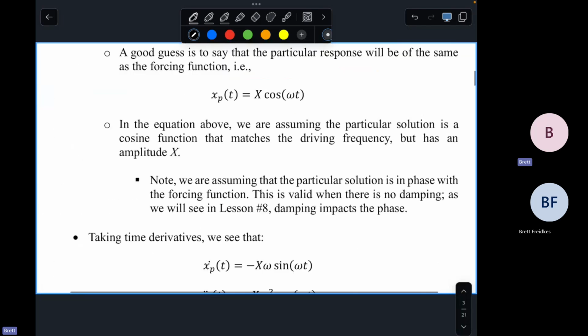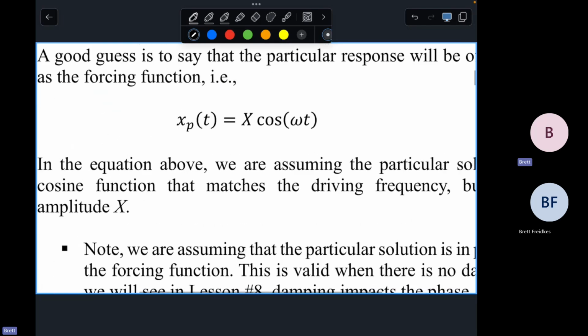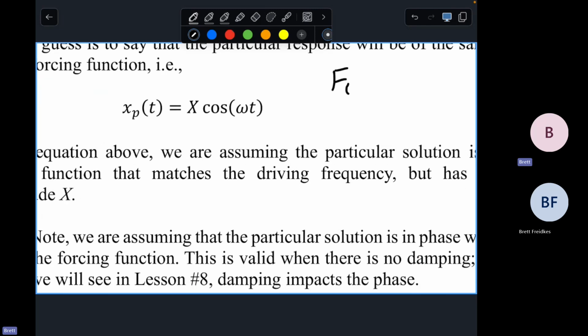So the first goal is to try to figure out what that is, and we introduce this particular solution that's in the form of the forcing function. So in this example, the forcing function was f naught cosine omega t. So we said that the particular solution is going to be some amplitude times the same function, cosine omega t. Right, because it wouldn't be the same as f naught, because f naught is the system thing. X depends on the stiffness and the mass and all that stuff. So it's not going to be the same variable. We just come up with this arbitrary variable, capital X. That's the amplitude of the system due to the forcing function.